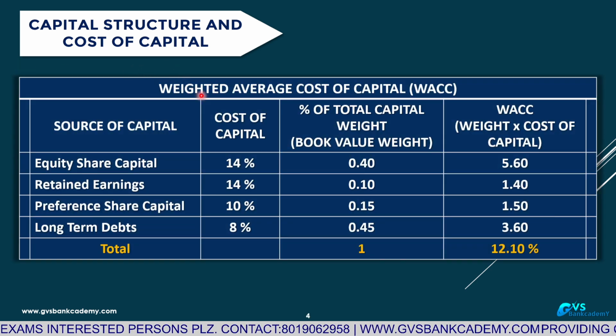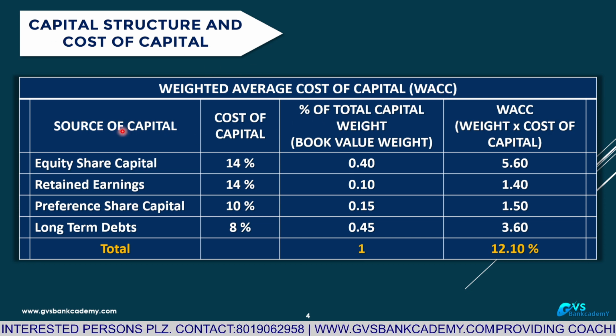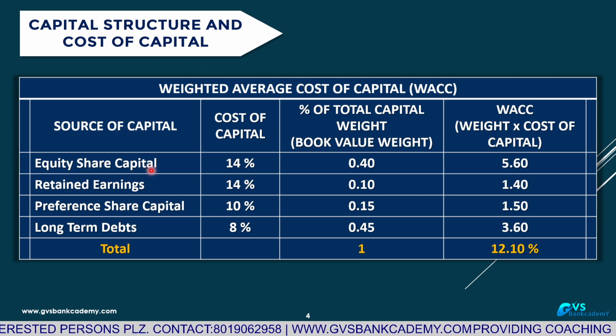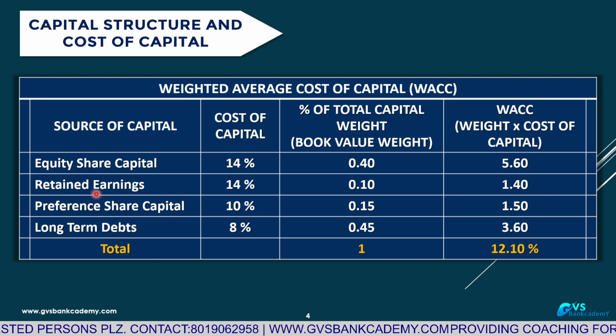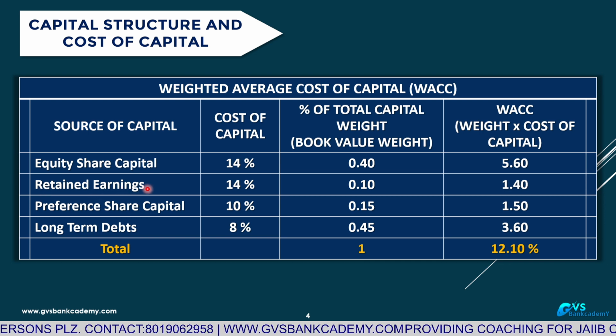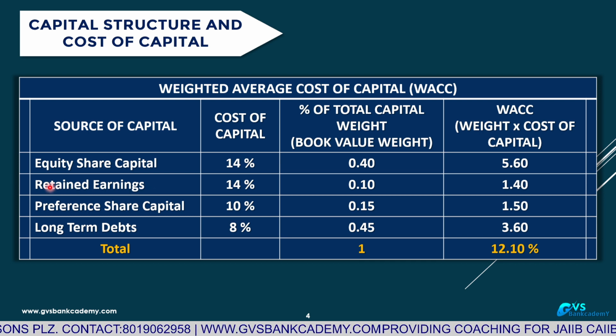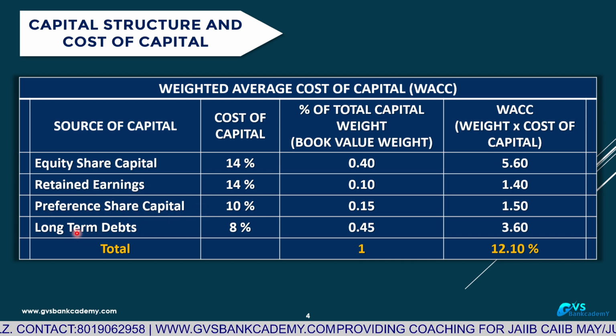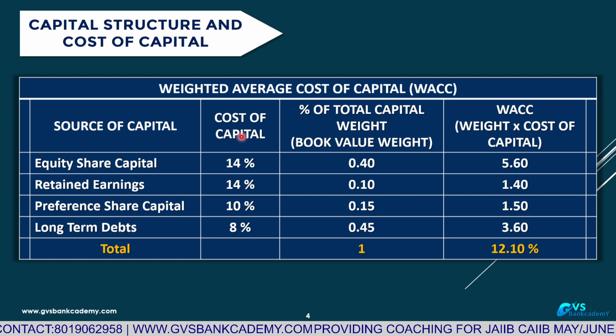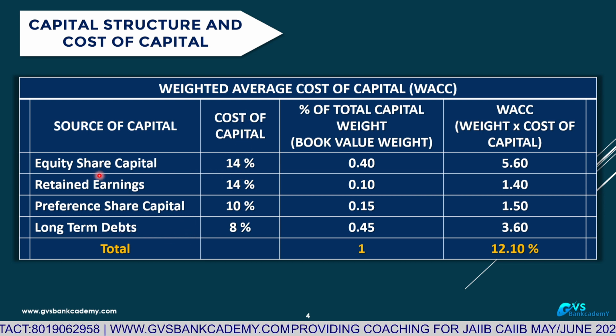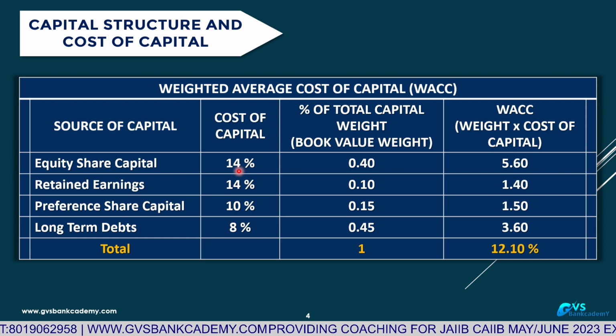Problem number 2, weighted average cost of capital. We have the sources of capital: equity share capital, retained earnings, which means retained profits in the business, surpluses, reserves, preference share capital, and long-term loans. This is the cost. How much are they paying on equity share capital? 14%.